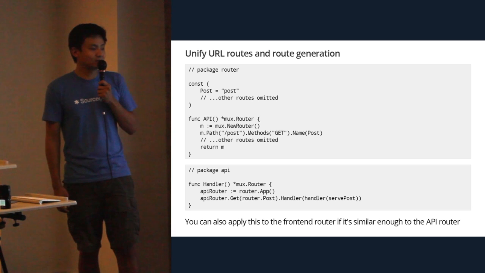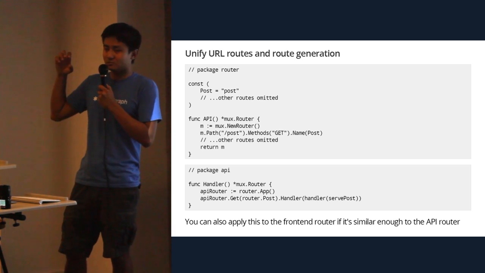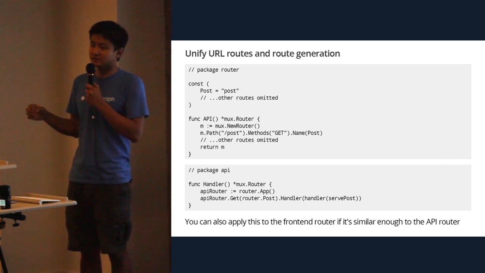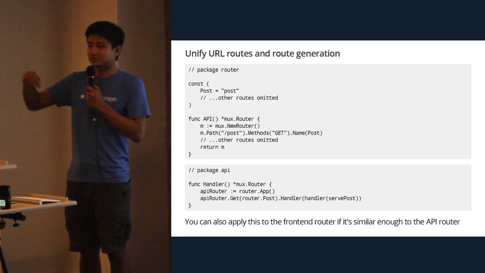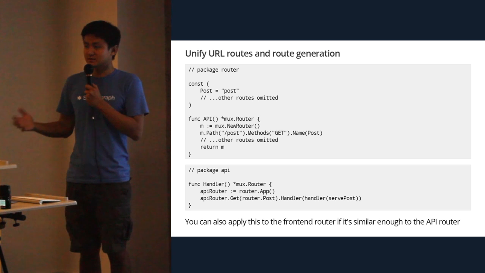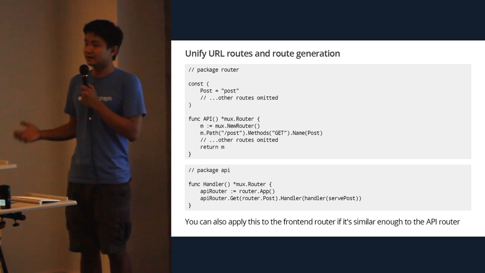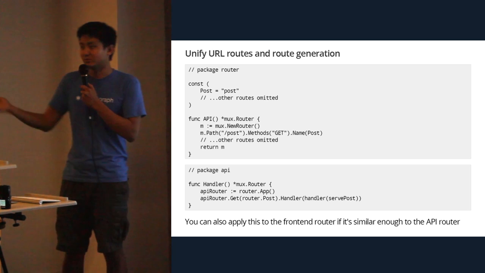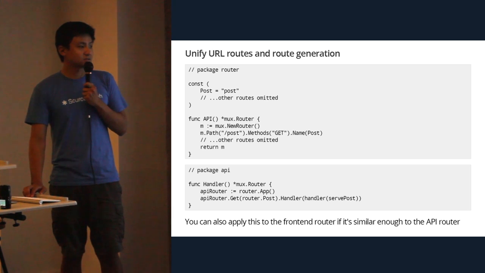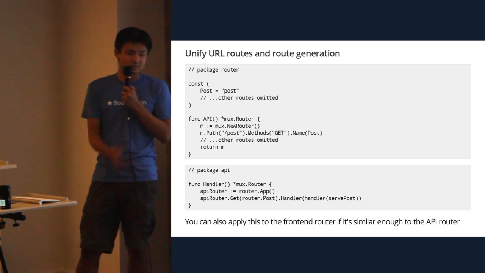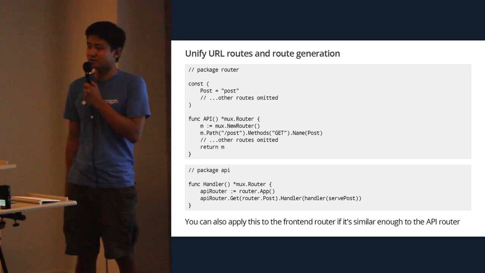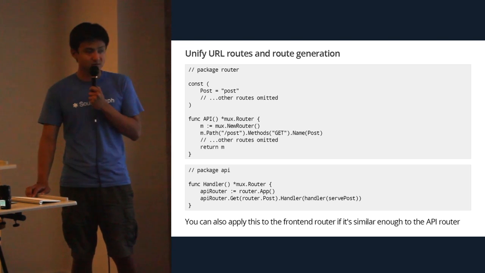So what we did is we extracted the router component of the API server so that now there's a separate router package that both the API client and the API server depend upon. And all the router package does is define the routes. It doesn't actually attach handlers to the routes. That's done in the API server package. So that allows us to do nice route generation in the API client that will not break if you change the definition of your API routes.